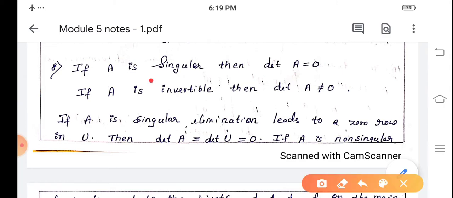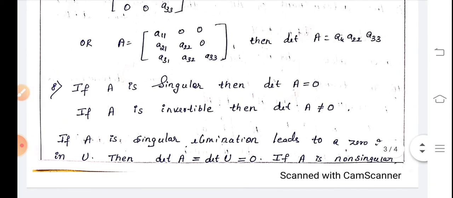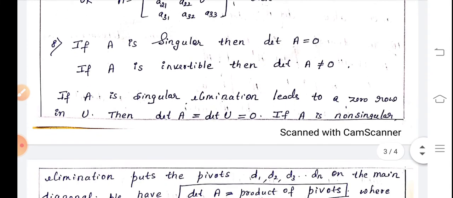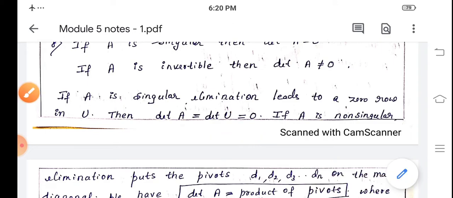If A is a singular matrix, determinant A is 0, and if A is invertible, then determinant A is not equal to 0. And for a singular matrix, determinant of A equals determinant of U. After reducing the matrix A to echelon form, we get an upper triangular matrix, that is U. So determinant of A equals determinant of U equals 0.